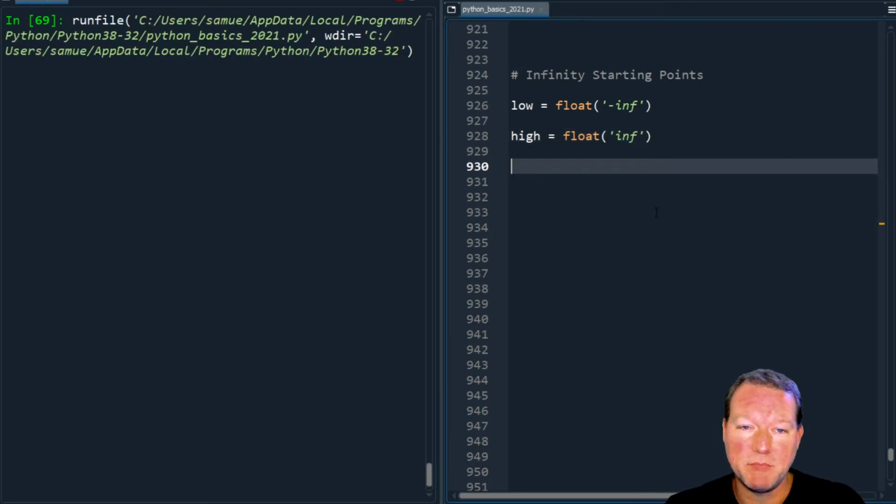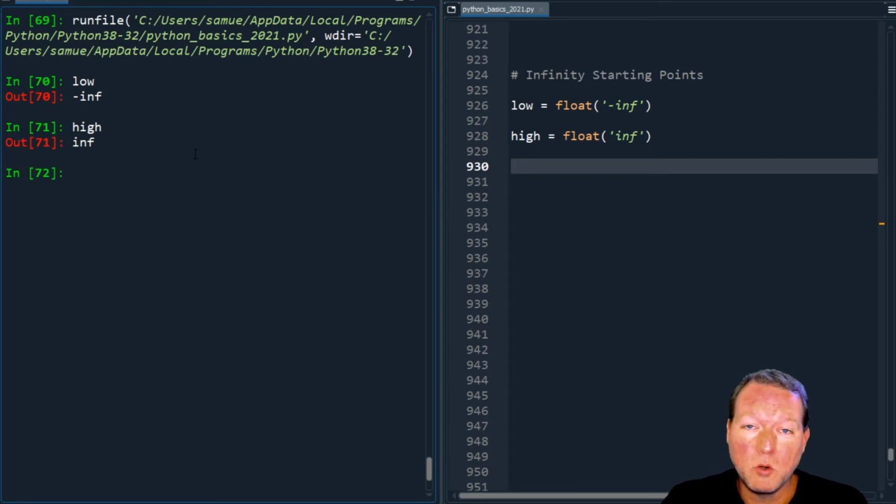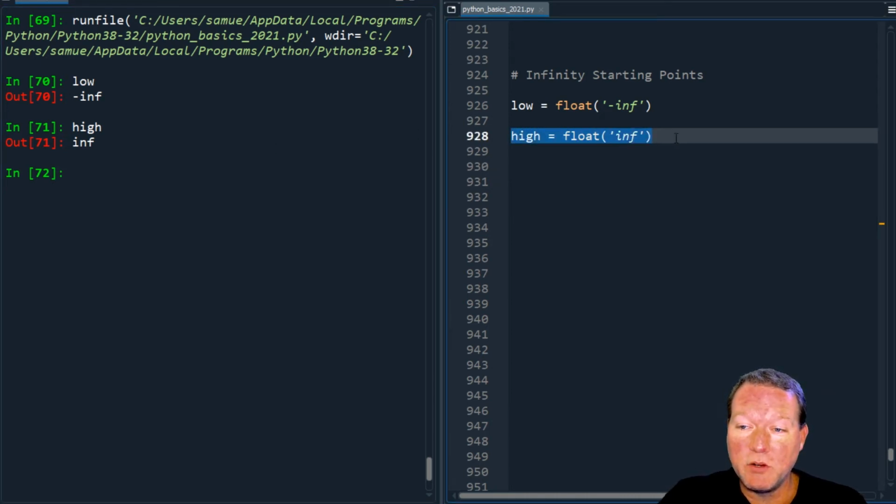Let's put these into memory. As we are right here, we have low, negative infinity, and high, infinity. When you're walking through and creating your algorithm for your starting point, and you want to think of the most extreme max that it can be, and make sure that your algorithm catches it, this is the way you're going to want to do it.